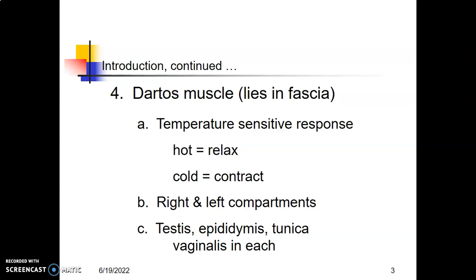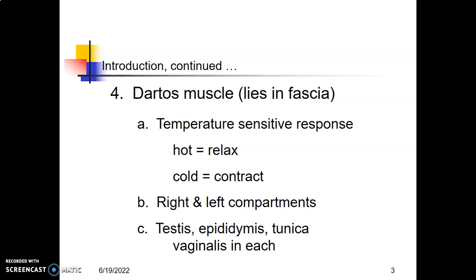Then we have the dartos muscle. From skin you get to fascia, and this dartos muscle is within the fascia. When we discussed the anterior abdominal wall structures, Camper's fascia, which is the fatty part of the superficial fascia of the abdominal wall, extends into the scrotum and exists as dartos muscle. This dartos muscle is just small muscles in the scrotum that respond to temperature. So they're temperature sensitive. When it's hot, the dartos muscle relaxes, and when cold, the dartos muscle contracts.